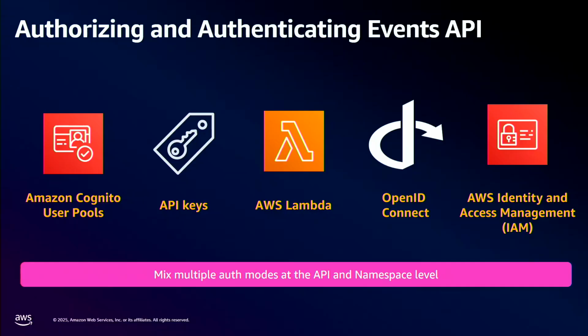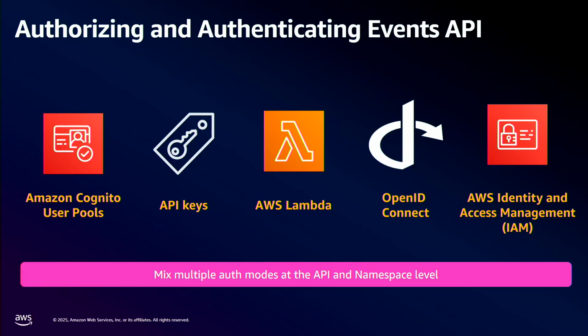One of the things you need to think about when you begin to build your event API is around authorization and authentication. It's really important because you want to make sure that only the allowed publishers can publish and only the allowed subscribers can subscribe to your event API. So with Event API, we support 5 ways to implement authorization. If you have your users within an Amazon Cognito user pool, you can use Cognito as your IDP. API keys, we only recommend that for test and dev, not for production use cases.